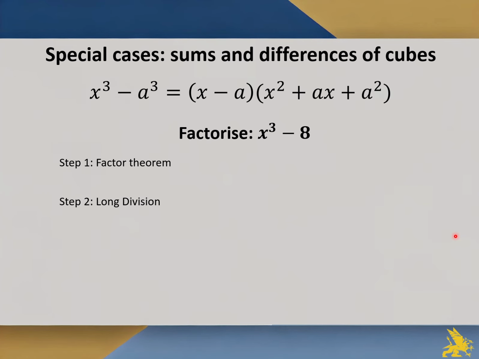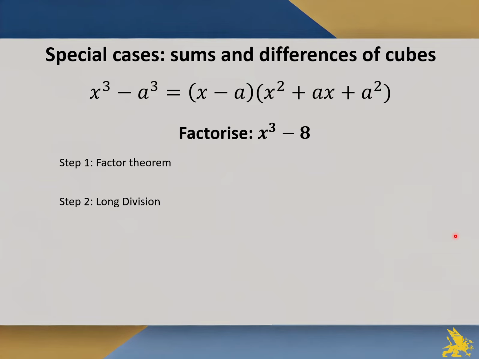Okay. There are special cases that we need to understand, so sums and differences of cubes. So x to the power of 3 take away a to the power of 3 is going to equal x minus a in one bracket and x squared plus ax plus a squared in the other.